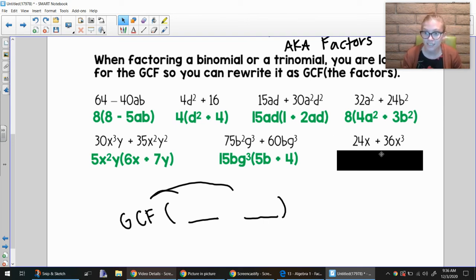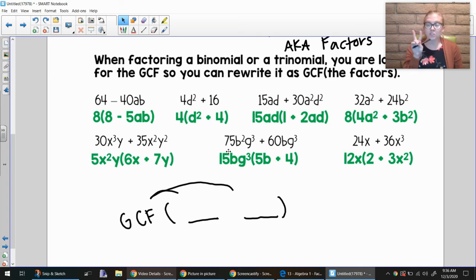Okay, in my final example, I have 24x plus 36x to the third. The greatest common factor, the largest thing that divides into 24 and 36, is 12. Each term has one x in common. So 12x is my greatest common factor. Now 12x times 2 gives me 24x. And 12x times 3x squared gives me 36x to the third.